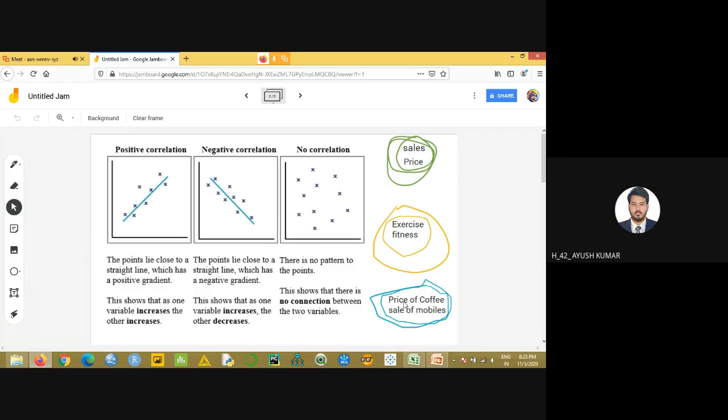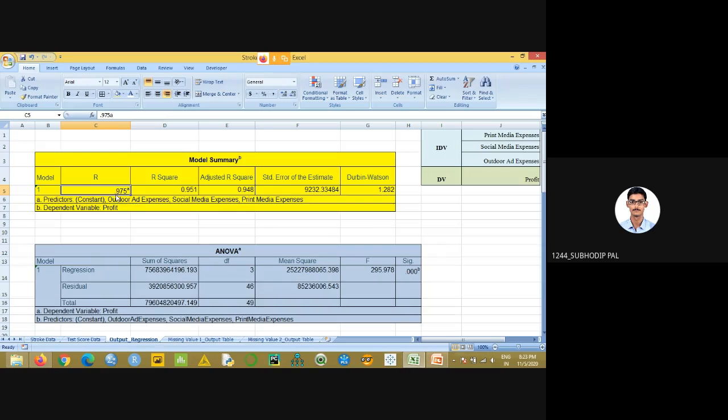For zero correlation, I've taken the example of the price of coffee and the sale of mobiles. What is the relation between the price of coffee increasing or decreasing and the sale of mobiles? No relation at all. So this is the example of no correlation. And this is the representation of R in the regression model: the R value shows the relation between the dependent and the independent variable.